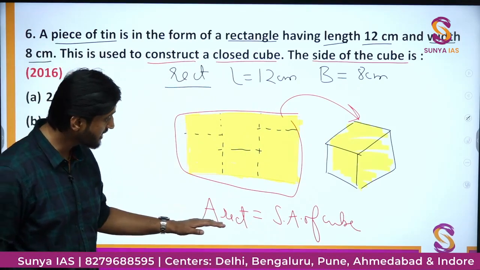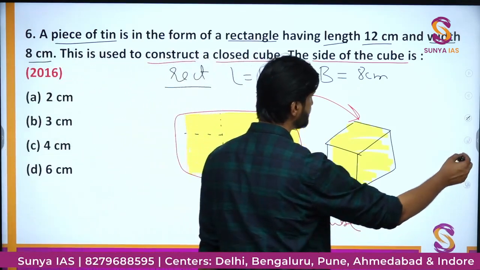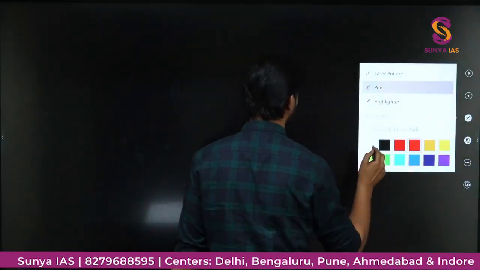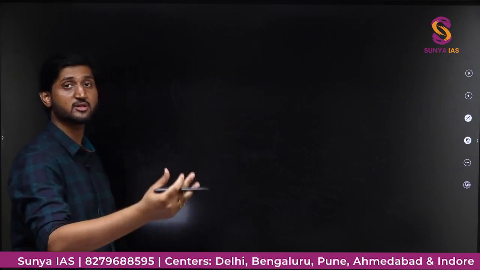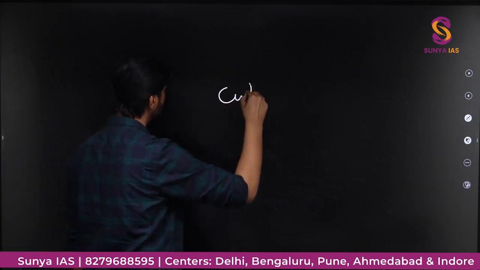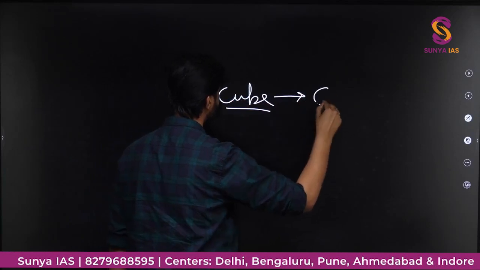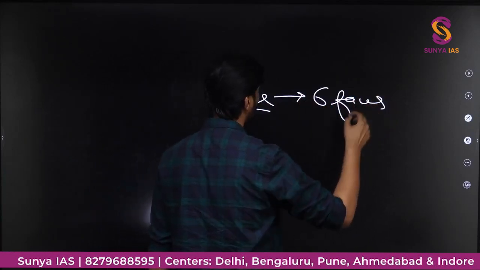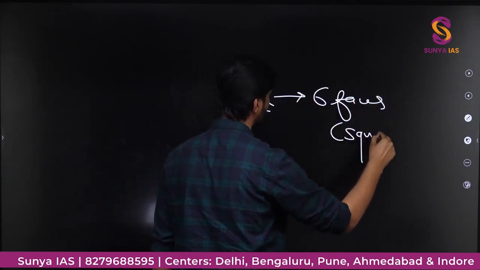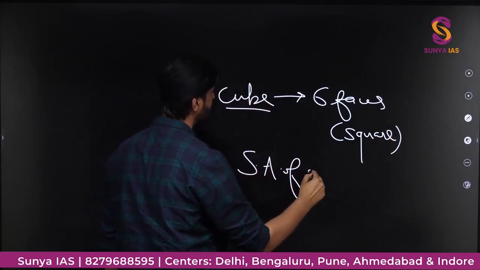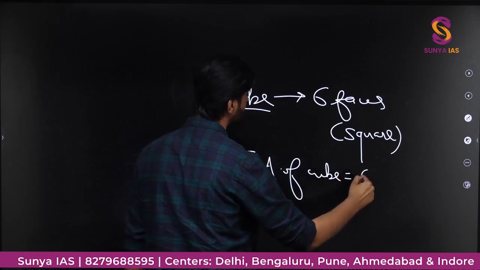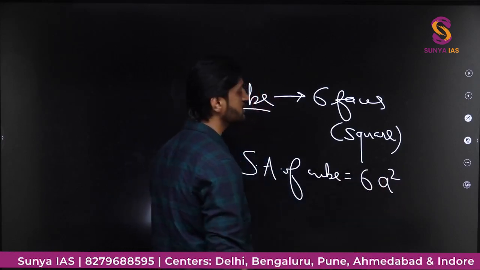Right? This is the crux of this particular question. Now tell me, what is the surface area of a cube? As you know, if there is a cube, how many faces are there? In a cube, there are 6 faces, and all of the faces are in the shape of a square. So what is the total surface area of the cube? That would be simply 6 times the area, that is 6a squared.